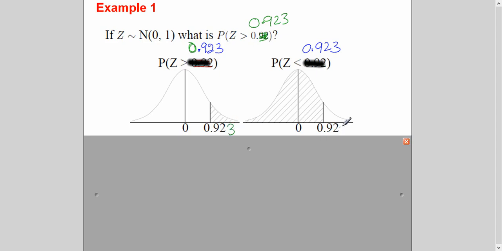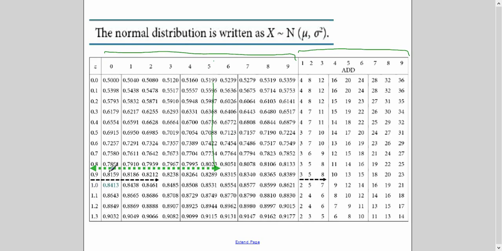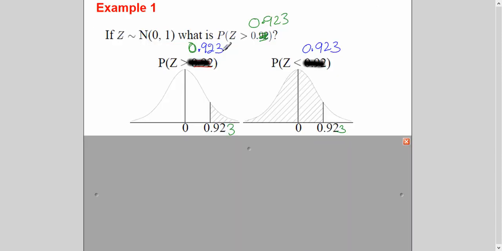So now I am interested in this area. And like I have told you, you can't get the right-hand side area, so you have to find this area here and subtract it from 1. So let's see how we will read the table. 0.923. This is 0.9 and this is 2. So it is 0.8212. Let me write it here. 0.8212. This is 0.92. But the question was saying 0.923.